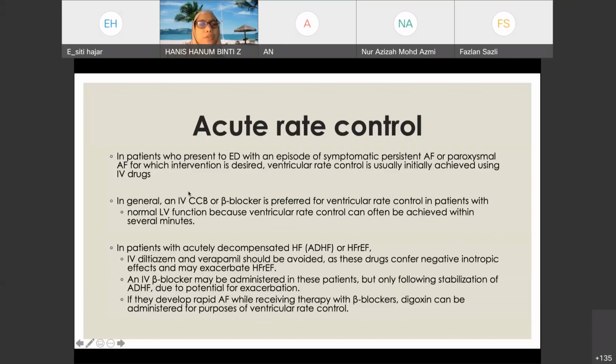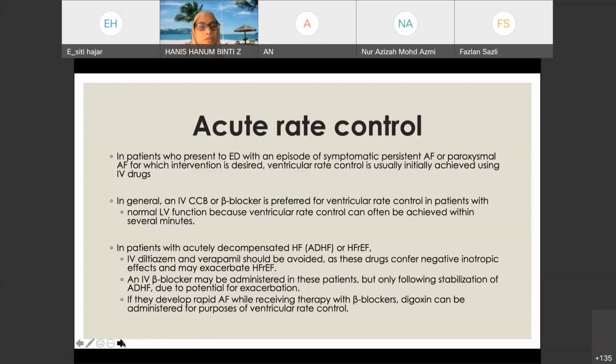You can't use your IV CCB. LV and non-dihydropyridine CCB, for example, diltiazem, should be avoided. Please take note of this. It should be avoided as these drugs can cause negative inotropic effect and it may cause worsening of the heart failure. So in these patients, you can give IV beta blockers when they're a bit stable, but only if they're a bit stable. Or if you need to achieve rapid AF control, you can give digoxin.